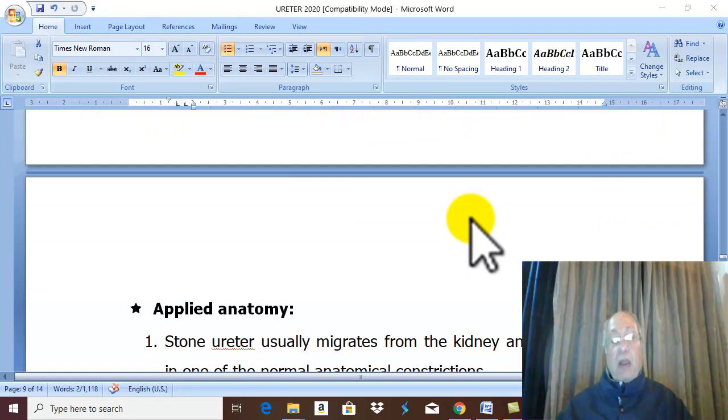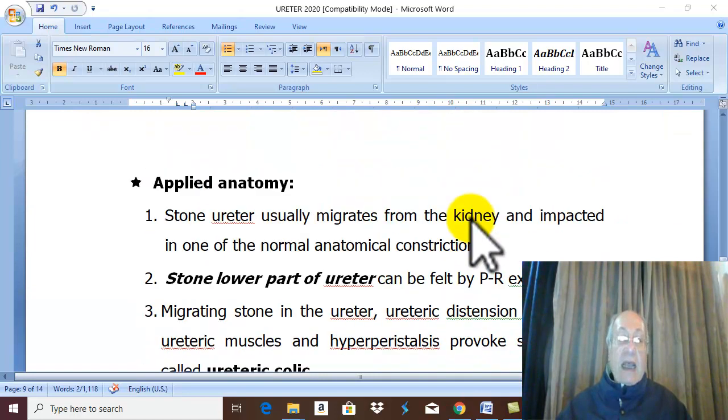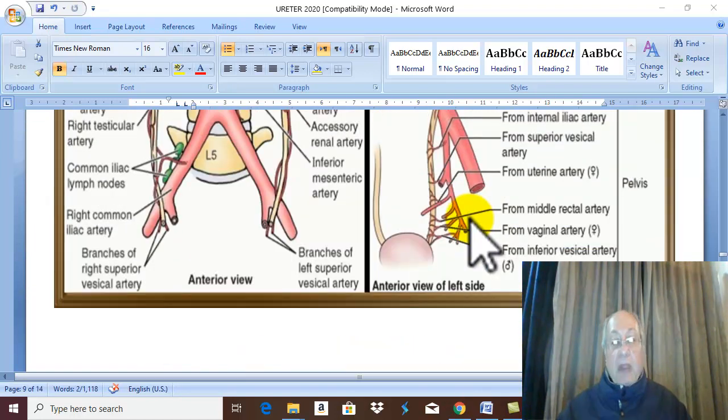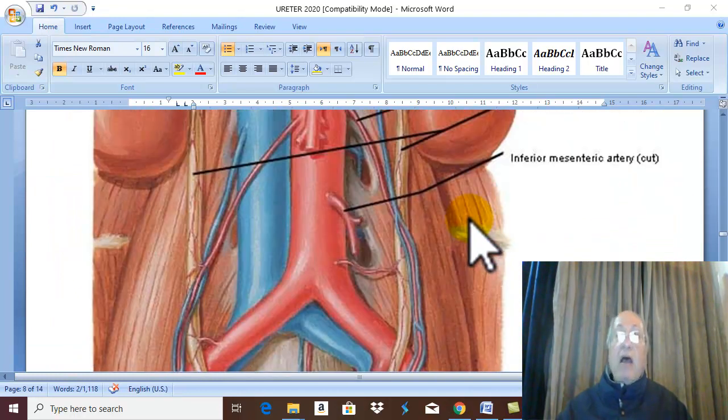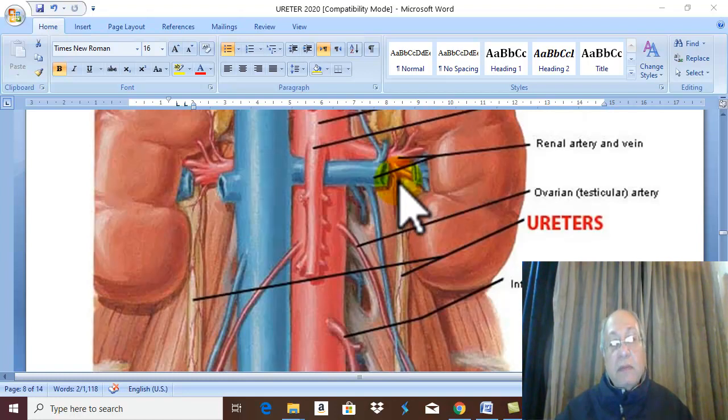Applied anatomy of the ureter. First of all, ureteric stones are a very, very common condition that occurs in the ureter. And actually, a ureteric stone is not a ureteric stone. How? Usually the stone is a renal stone.